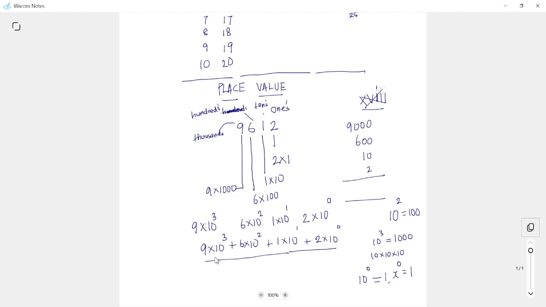And if you look at it closely, here 9,000 is 9 into 10 to the power of 3. Here you have 6 into 10 to the power of 2, 10 to the power of 1, 10 to the power of 0. So even if you split the number, the values of all the digits are based upon the number 10. And that is why we call this the decimal system of counting.